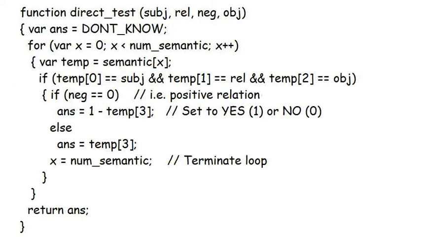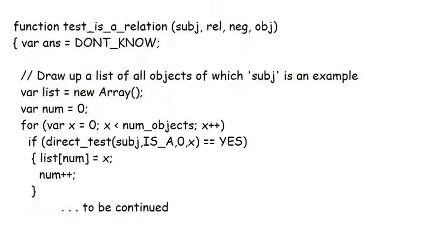The easiest of these three tests is the direct test. A variable ans is set to don't know as the default value for the answer to the question, and then a loop checks through all the relationships in the knowledge base. If a relationship is found that matches the one being tested in every regard, then ans is set to yes or no, depending on whether it's a negative relationship or not, i.e. ostrich cannot fly, rather than ostrich can fly. The variable temp is made a copy of the appropriate line in the array semantic, simply for convenience.